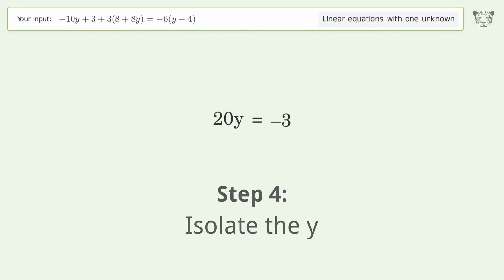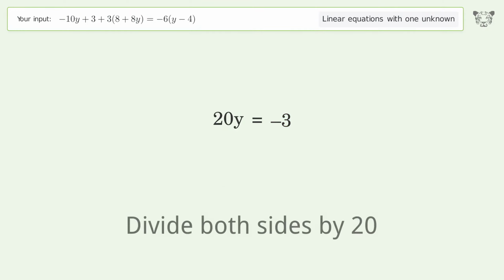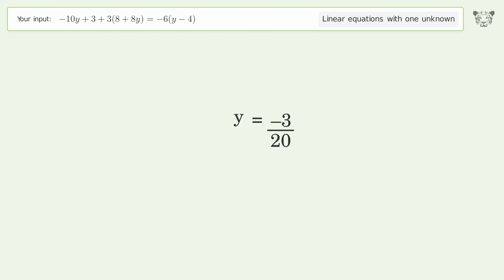Isolate the y. Divide both sides by 20. Simplify the fraction. And so the final result is y equals -3/20.